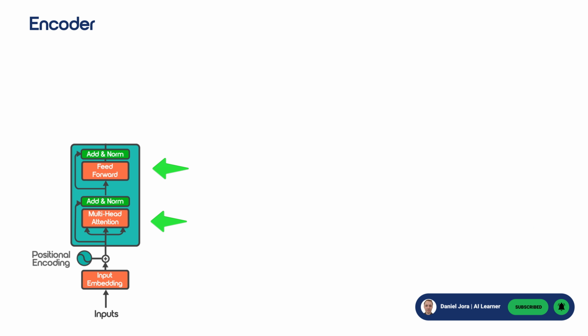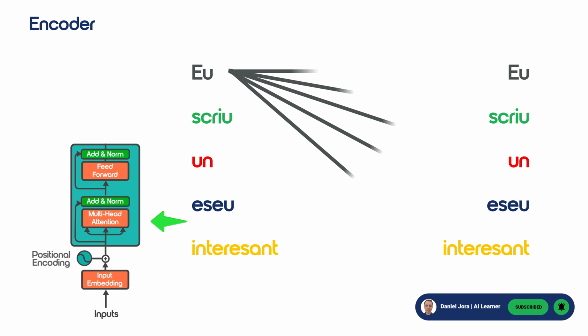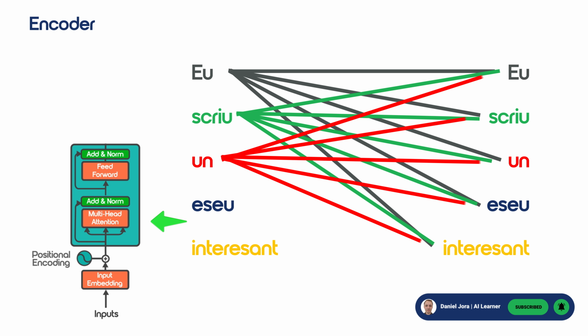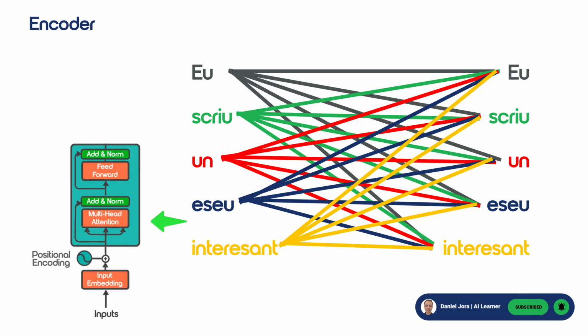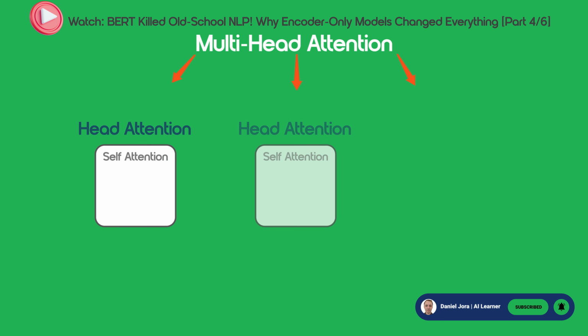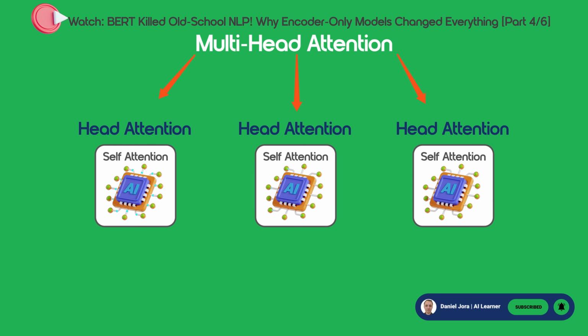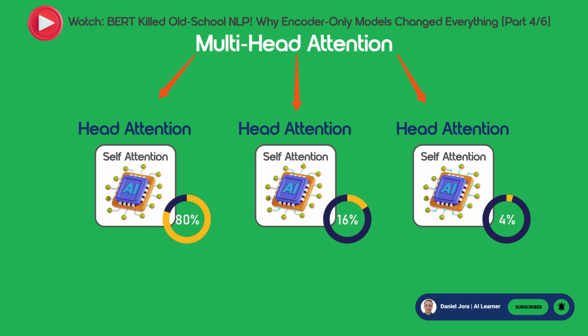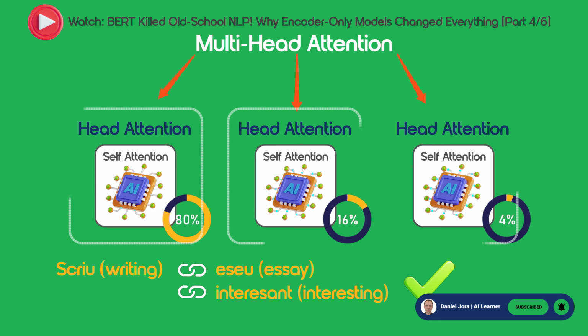Each encoder layer has 2 sublayers, multi-head self-attention and a feed-forward neural network. Let's break them down layer by layer. For each token, we apply self-attention. Every word looks at every other word. It decides which words it should pay more attention to. For example, the word interesant might pay more attention to esseu, because they are semantically related. This happens in parallel across multiple heads. This process, also called multi-head self-attention, allows each word to talk to all others to understand context. For example, scriu checks its relationship with esseu and interesant.